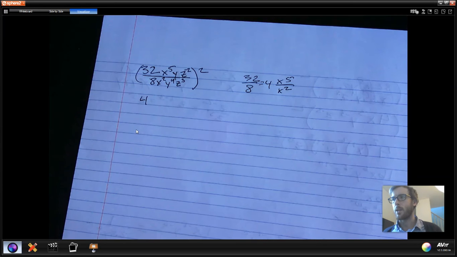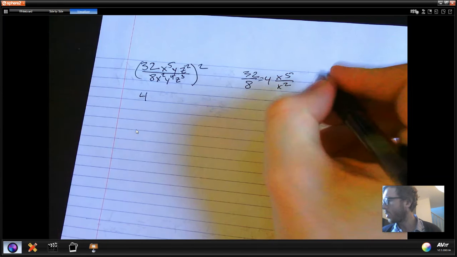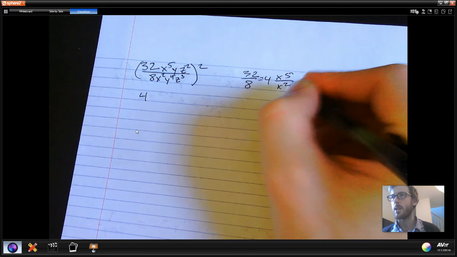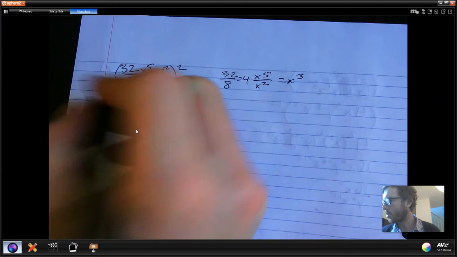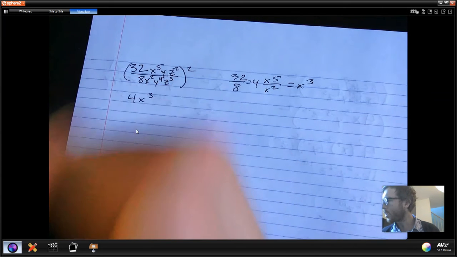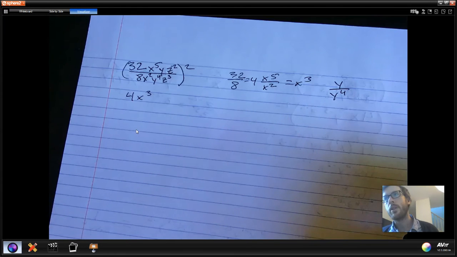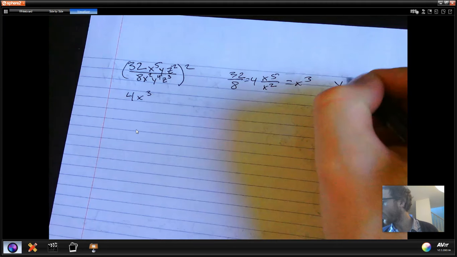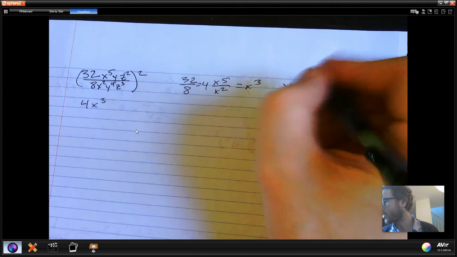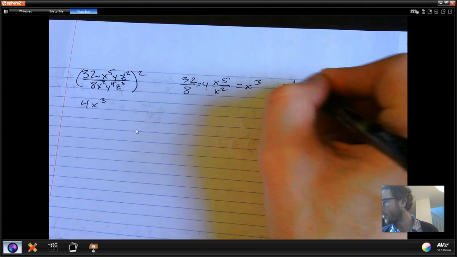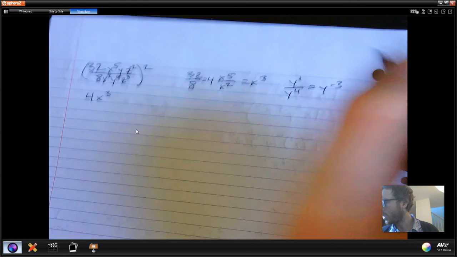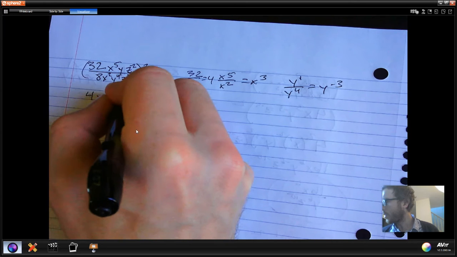Remember when we're dividing, it's like we're subtracting the exponents. You can also just write out 5 x's over 2 x's, cancel the ones that you can, and we're left with 3 x's. It's like we're subtracting those two exponents. So x to the 3rd, there's our second piece. Next we have y over y to the 4th. Remember when there's just a variable on its own, it's like there's a 1 there. 1 minus 4 is negative 3. So we have y to the negative 3rd.